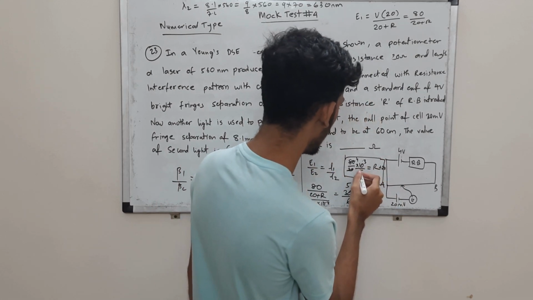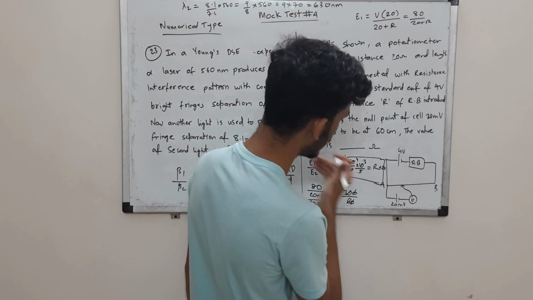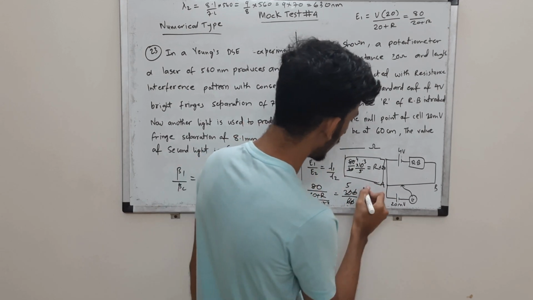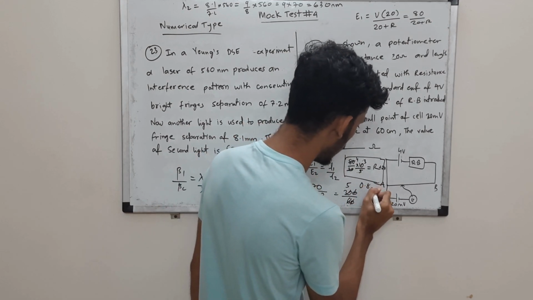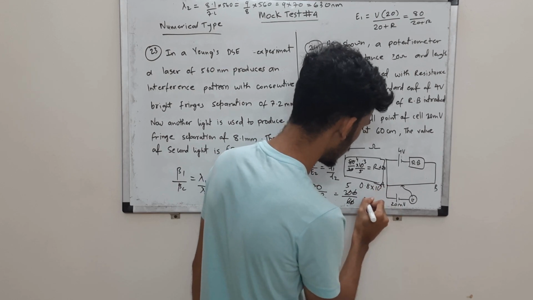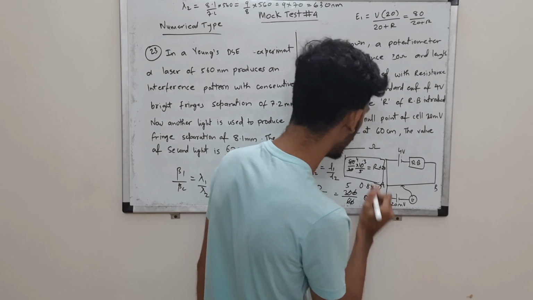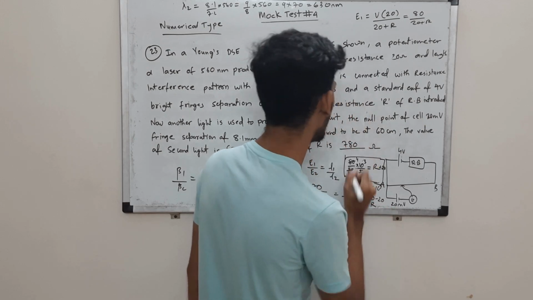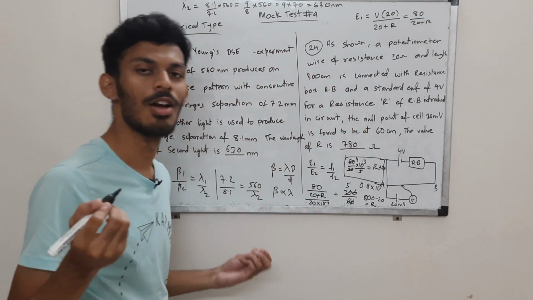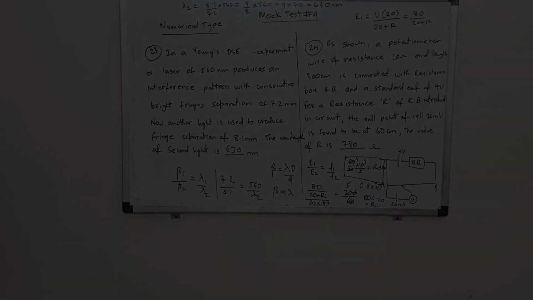This is 4 by 5, which is nothing but 0.8, right? 0.8, and this is 10 to the power 3. So this is 800. 800 minus 20, that will be R, which is 780. So 780 is the correct choice. Over to the next question.